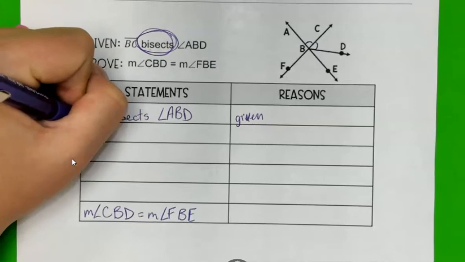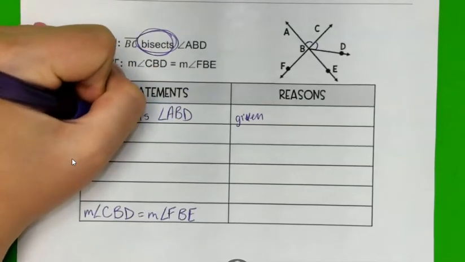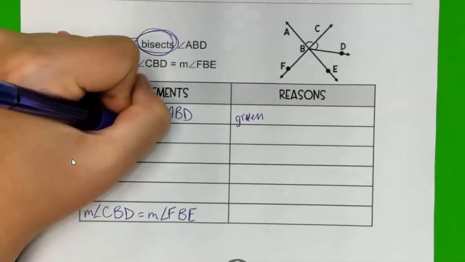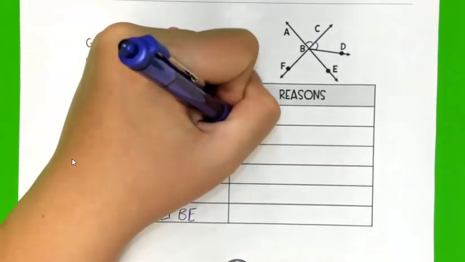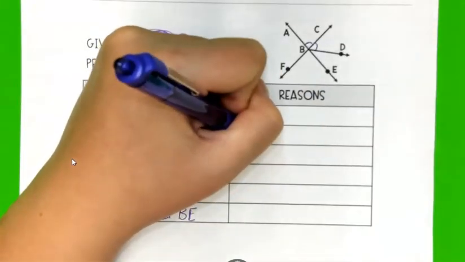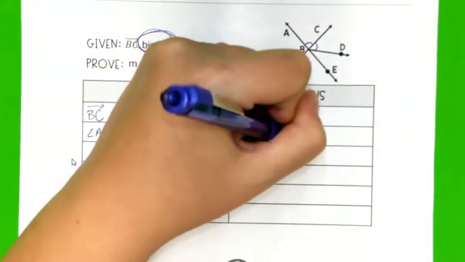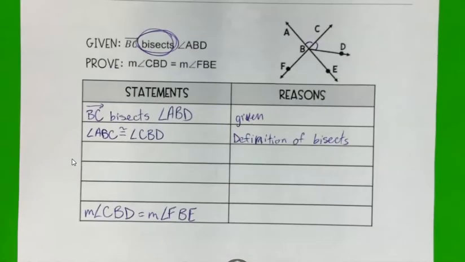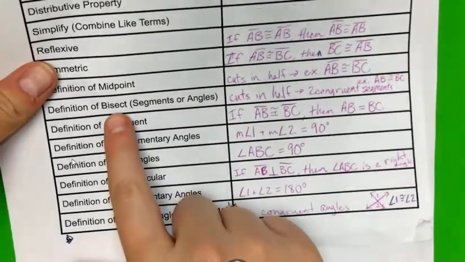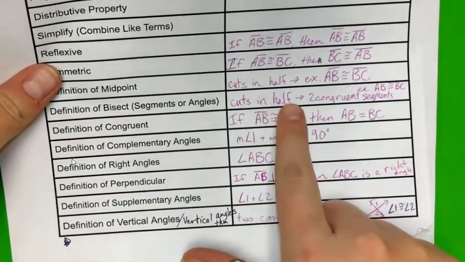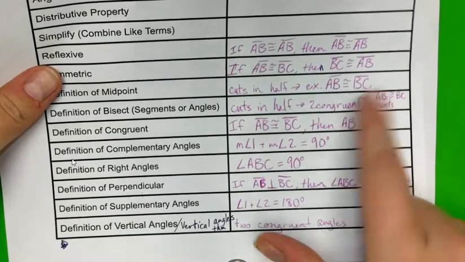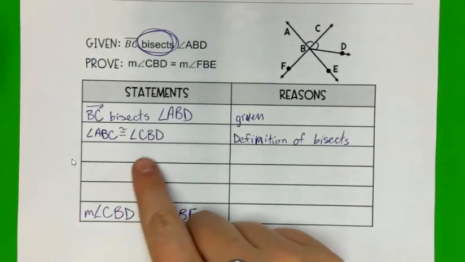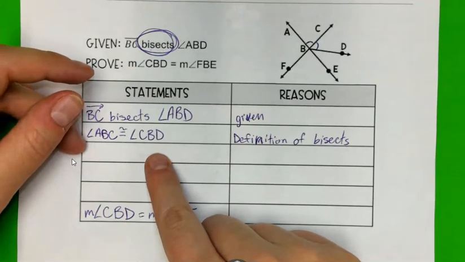So angle ABC is congruent to angle CBD. And we know that because that's the definition of bisects. Cool. Alright, and then if you look at the definition of bisects here, it means cuts in half. You're going to have two congruent segments or two congruent angles, so it will just show the two congruent angles or segments. Alright, so definition of bisects.